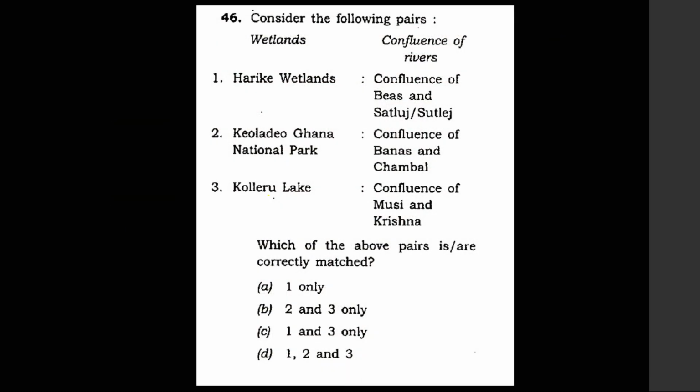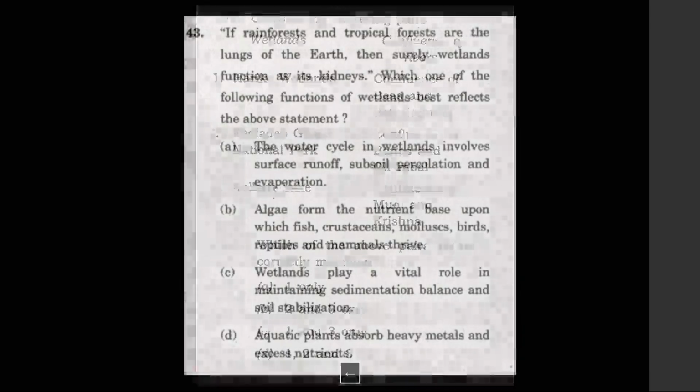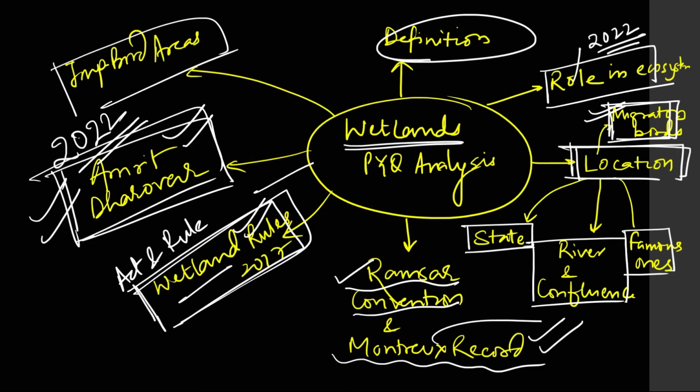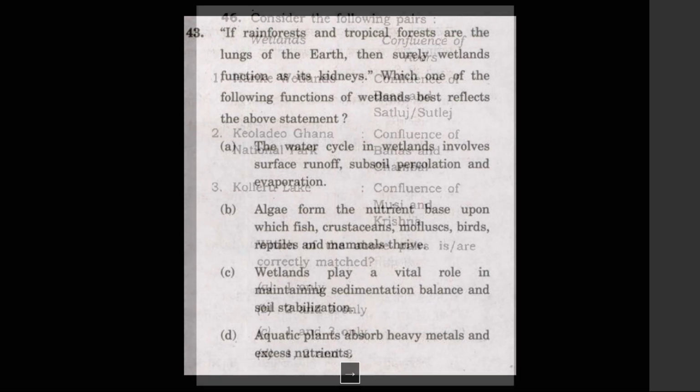Next, you can see now UPSC has been asking map based questions, a lot of map based questions. This question was asked in prelims 2014, I guess. You can see here they are giving wetlands and they are giving confluence of rivers, which I told you UPSC has a habit of asking a lot of map based questions. So guys, this question was very important.